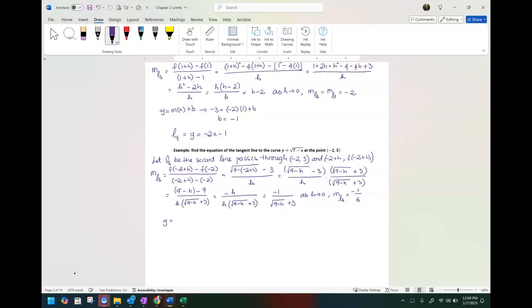So then y equals mx plus b. 3 equals negative 1/6 times negative 2 plus b. So this is 3 equals 1/3 plus b. So b equals 8/3. So the equation of the tangent line is y equals negative 1/6 x plus 8 over 3.